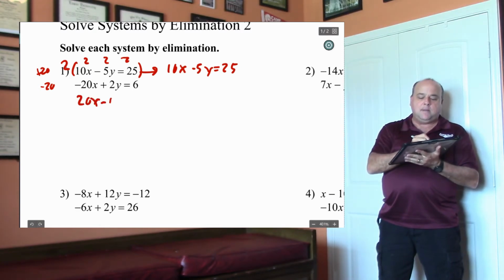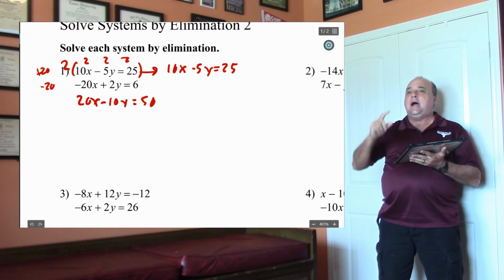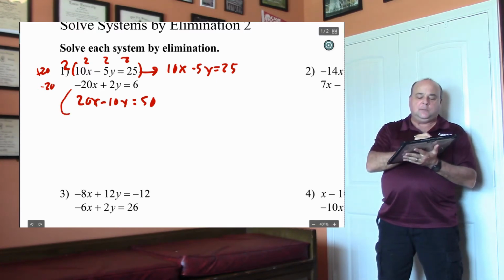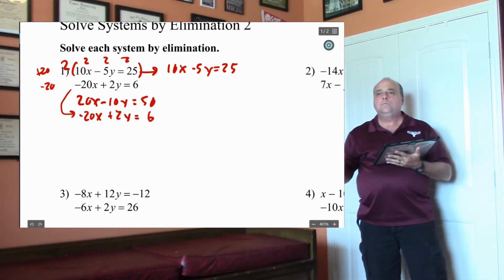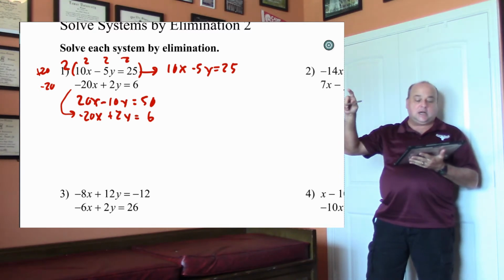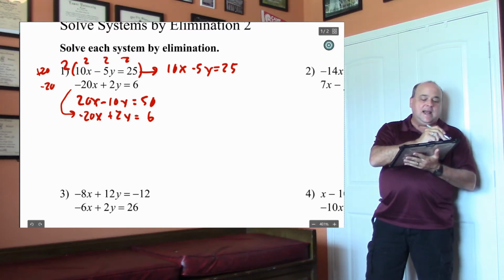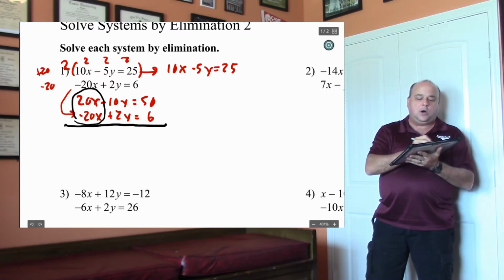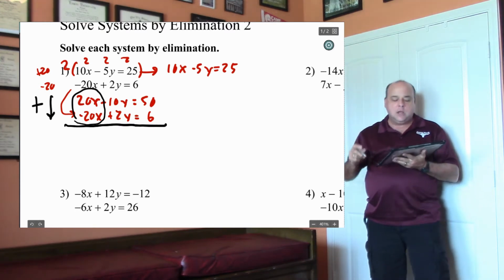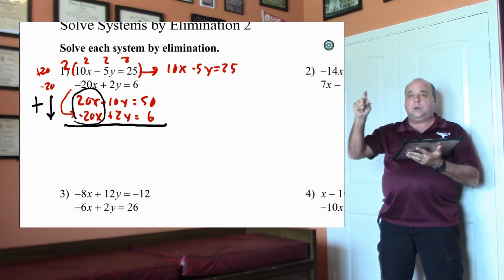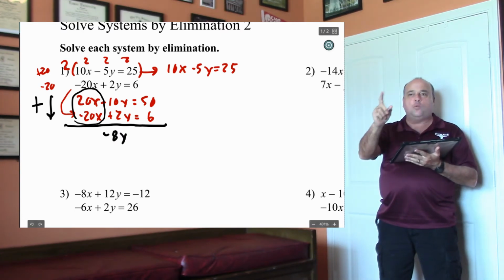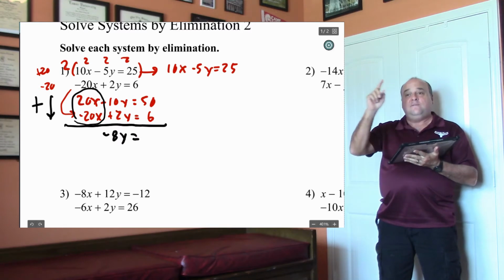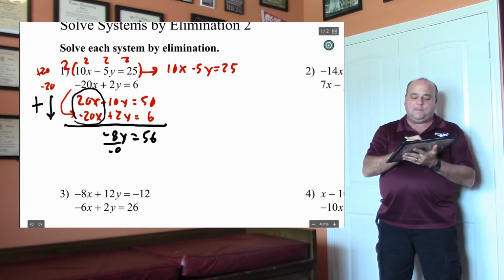So 20X minus 10Y equals 50. I'm not changing the second equation, am I? So I'm just going to rewrite it, negative 20X plus 2Y equals 6. Everyone see what I just did? I multiplied the top equation by 2, and I rewrote the second one. Now then, my X's are opposites, right? Whenever you get one of the letters opposite, draw a bar, and you're going to add and go straight down. So the X's eliminate. Negative 10 plus 2 is negative 8Y. If you miss one sign, it's all wrong. Equals 50 plus 6 is 56. Divide by negative 8, and you get Y equals negative 7.